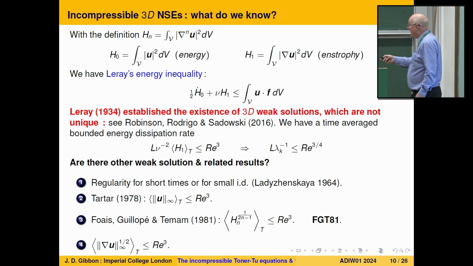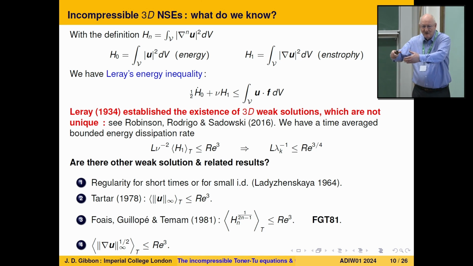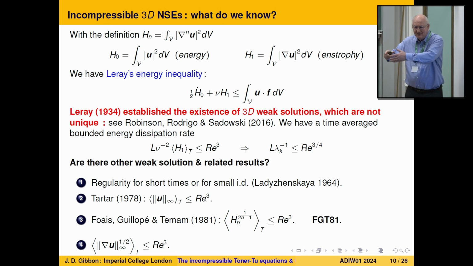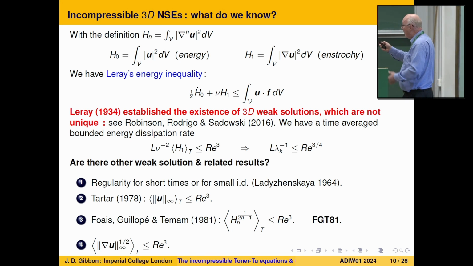Now, all these results are just weak solution results, and weak solutions are not unique. That's the problem with regularity. They exist, but they're not unique, and you need existence and uniqueness for full regularity and win $1 million for the prize. So this is what we know.